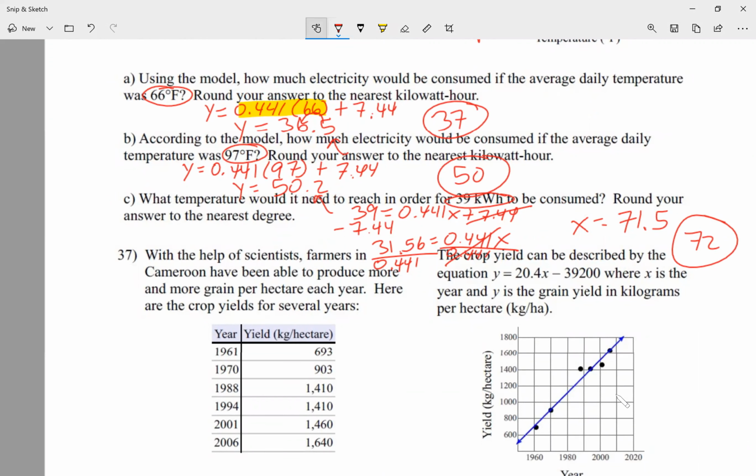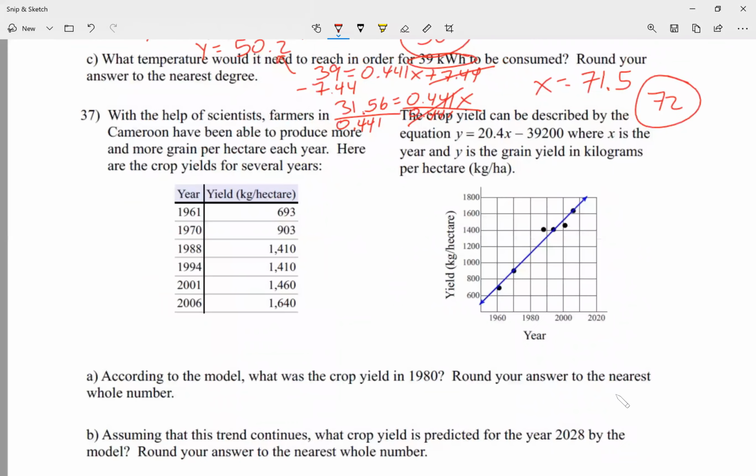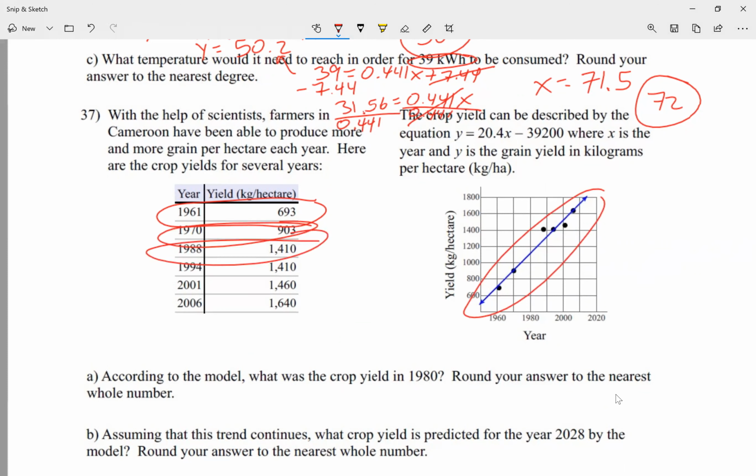Okay, now let's take a look at 37. With the help of scientists, farmers in Cameroon have been able to produce more and more grain per hectare each year. Here are the crop yields for several years. So the information here is about a year, what happened in 1961, and how much grain they produced. Each of these things represents a point on my graph, and it gives me an equation.